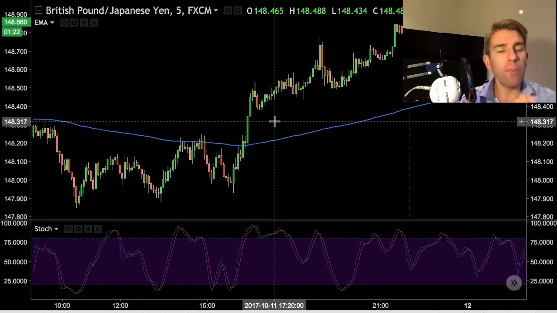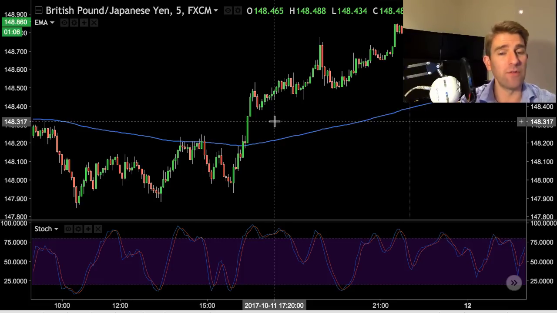So the whole point of the 200 period moving average is to define the trend. When the price is above it, we want to be looking for longs only. When it's below it, we want to be looking for shorts only. Okay, so that's the first step, or the first filter.